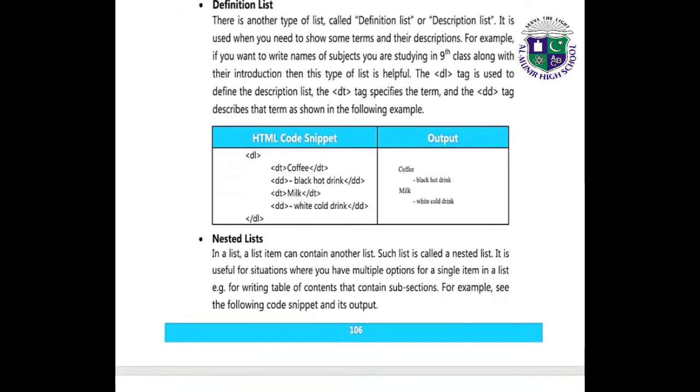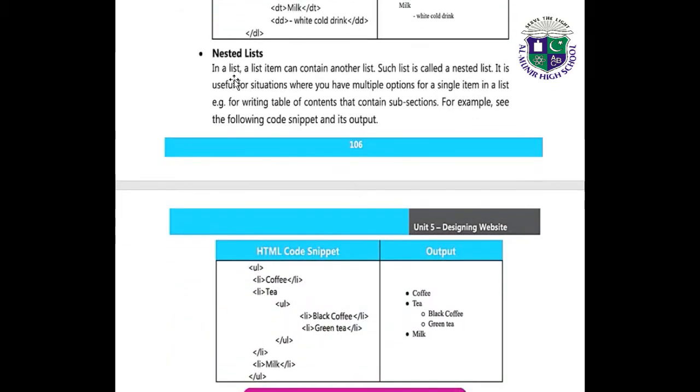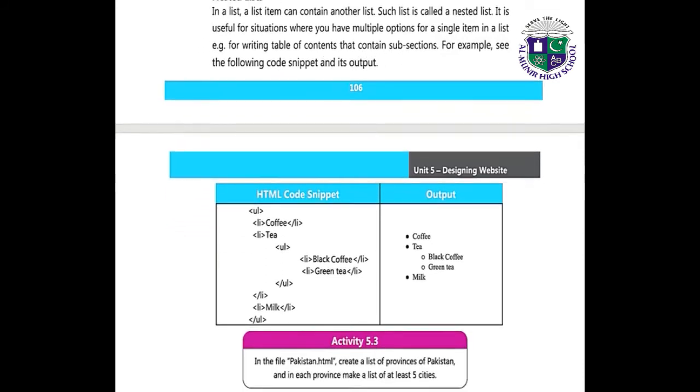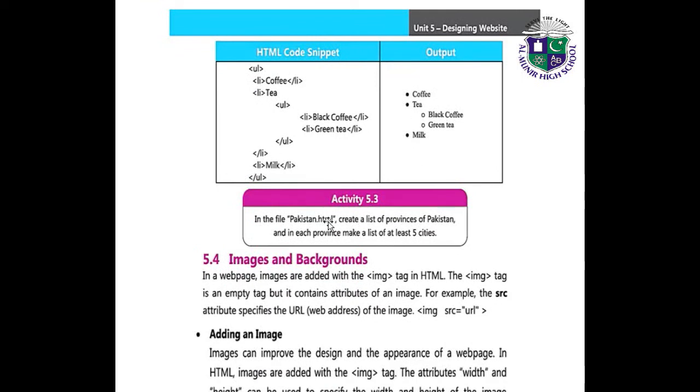Nested list. A list item can contain another list. Such a list is called a nested list. It is useful for situations where you have multiple options for a single item in a list. For example, for writing a table of contents that contains subsections, as shown in this table for the example.